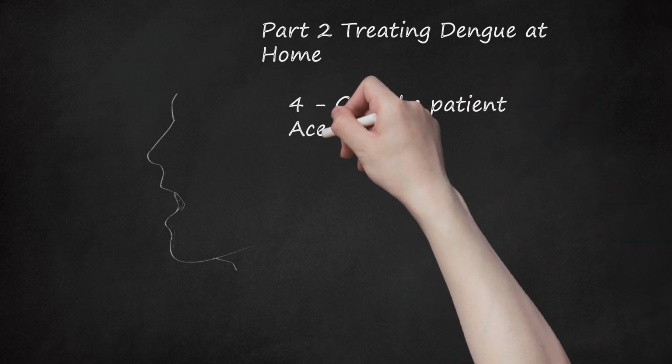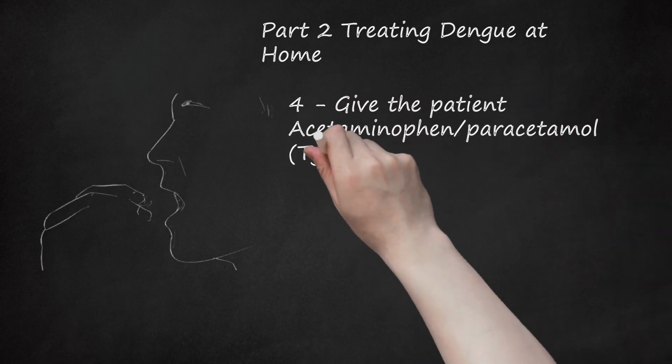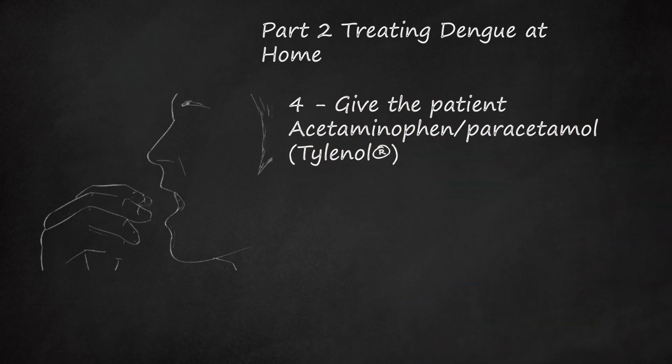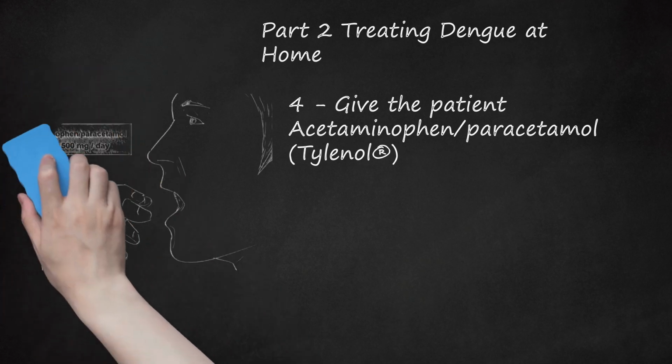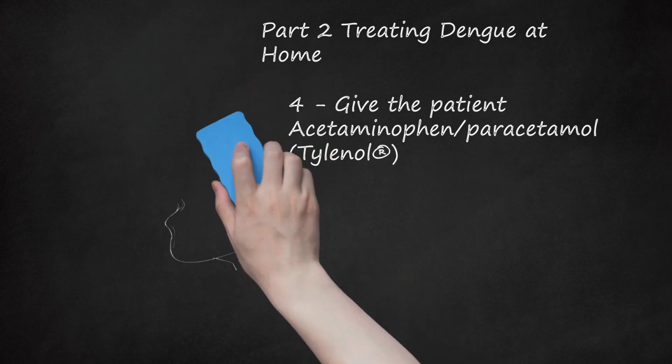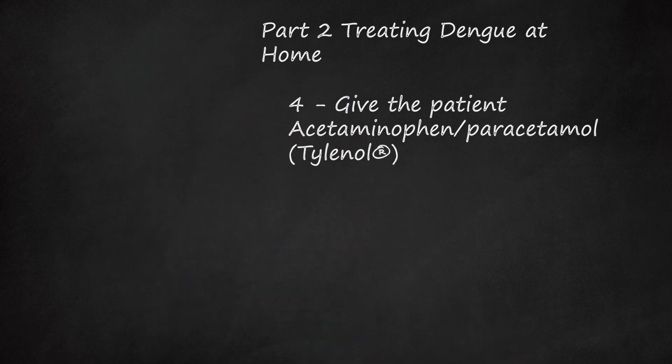4. Give the patient acetaminophen, paracetamol, Tylenol. This medication will help treat the fever. Give 1 tablet of 325 to 500 milligrams. A total of 4 tablets can be given to the patient in one day. Do not give the patient aspirin, ibuprofen, or other nonsteroidal anti-inflammatory drugs. These can increase the risk of bleeding in those with dengue.